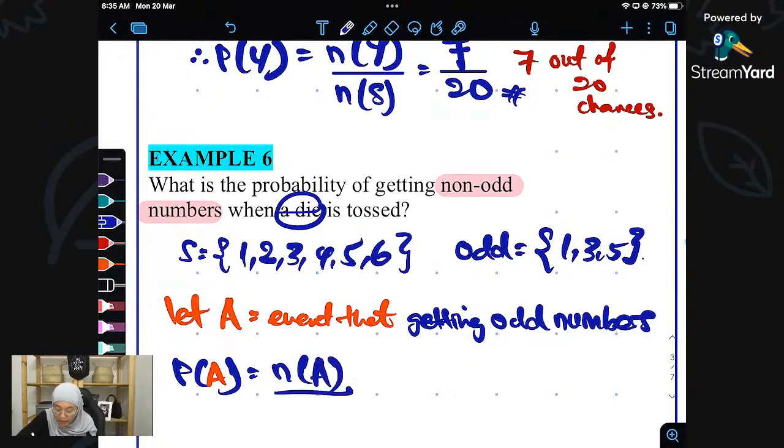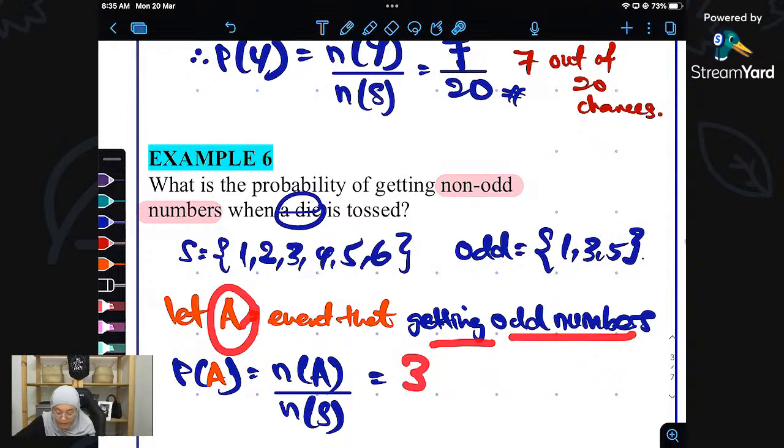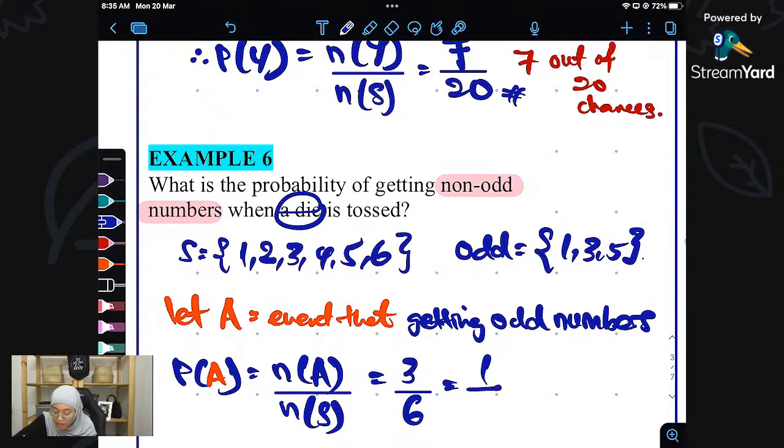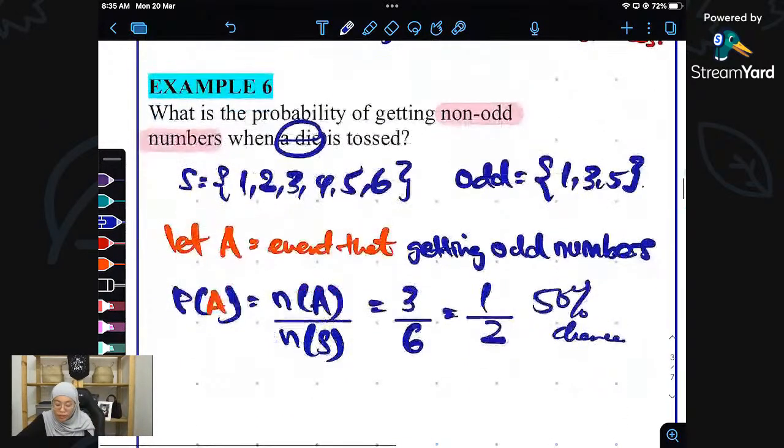Okay, of course, I really love to write down this formula again and again so that all of my students are very, very particular about this formula. And we want to know what's happening at that event first. So that event getting the odd numbers is 3 out of how many? Out of 6. Therefore, the chance of getting the odd is 50%. You know? Okay. But the question is not asking about odd.